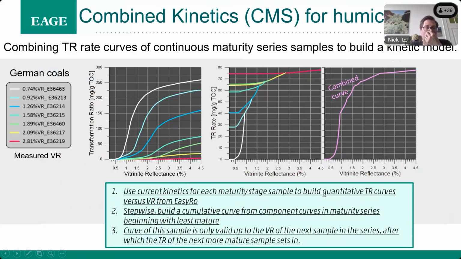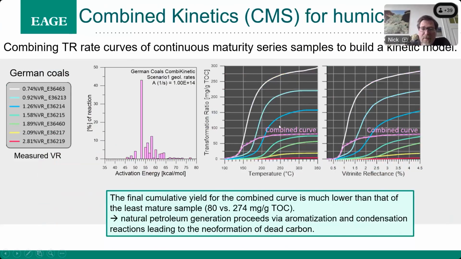To overcome this problem, we combined the transformation ratio rate curves, or the TOC-normalized transformation ratio rate curves, of this German coals maturity series, in a way that we stepwise build a combined curve by allowing each transformation ratio rate curve to be only valid up to the maturity level of the sample. Having gathered this combined curve, we can see that the hydrogen index, or the cumulative transformation ratio, is much lower than that of the least mature sample, which tells us that natural petroleum generation proceeds via aromatization and condensation reactions, leading to the neoformation of dead carbon.